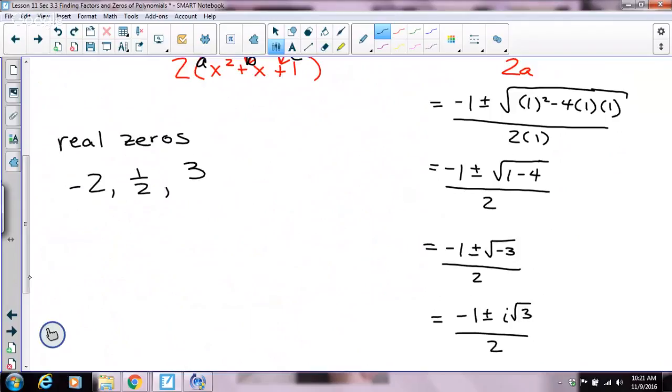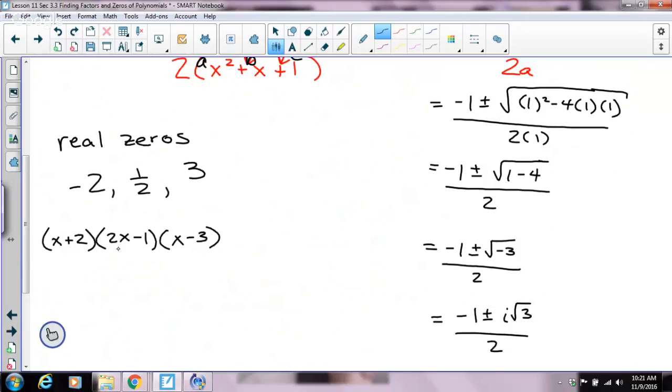So what would those be as factors? X plus 2, 2x minus 1. Whatever's in your denominator, see the 2? It goes with the x, and since this is positive, it has to be a minus, right? And then the last one, x minus 3.